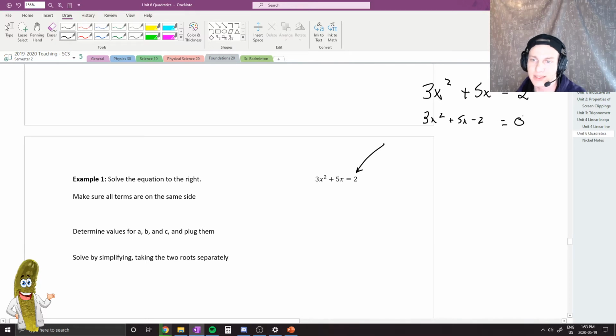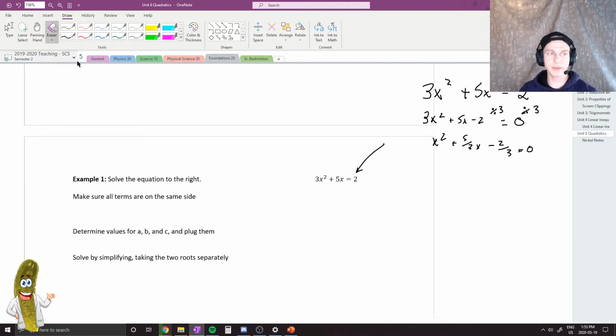to 0. I said last time that having numbers in front of my x squared, I don't love that. So let's try dividing by 3, I guess. Divide both sides by 3. And when we do that, we end up with x squared plus 5 thirds x minus 2 thirds is equal to 0. I have no desire to factor that, and I have no desire to learn how to factor that.